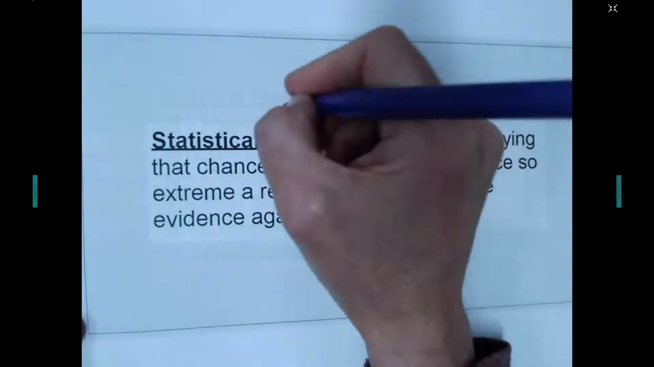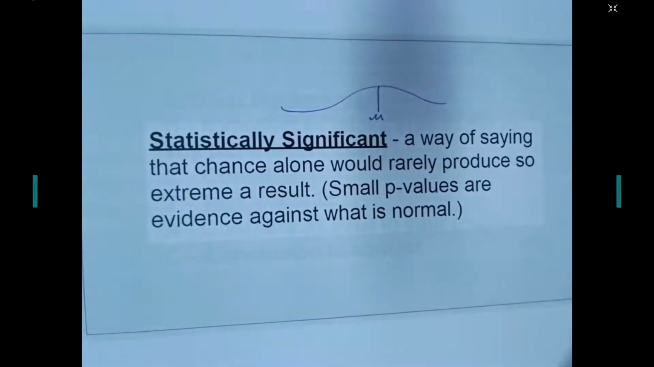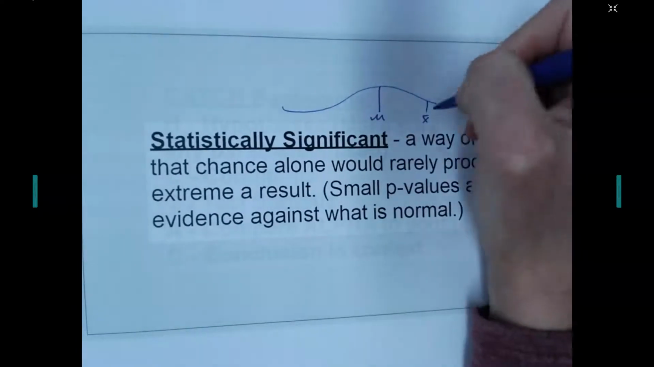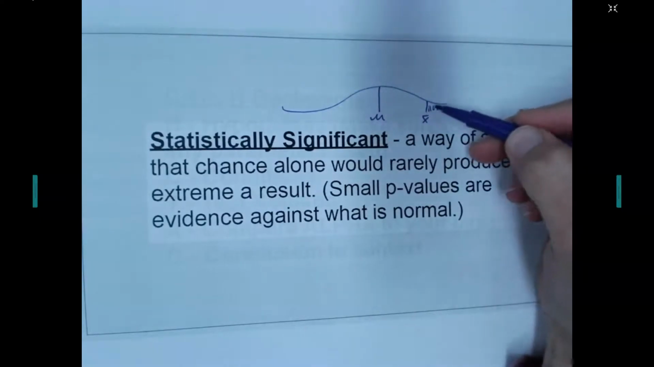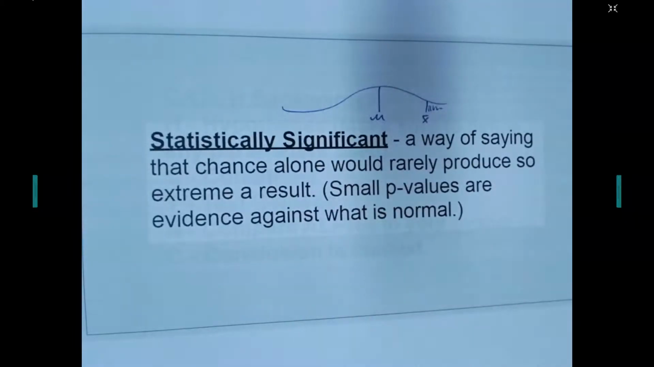Okay? When I have this distribution and I have this claim sitting right here, maybe it's a mean or it's a proportion, and then I get this sample way out here. If my p-value is really small, that means the probability of this occurring just by chance alone is really, really tiny. Well, when it's really tiny, that's statistically significant. Statistically significant means it's far enough away from the claim that I really shouldn't see this happen.